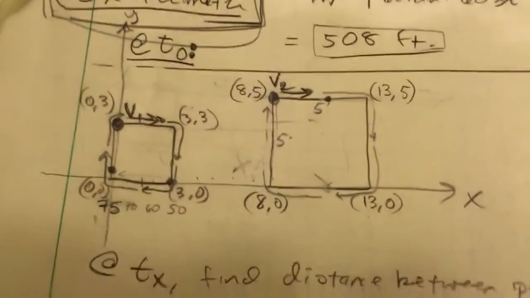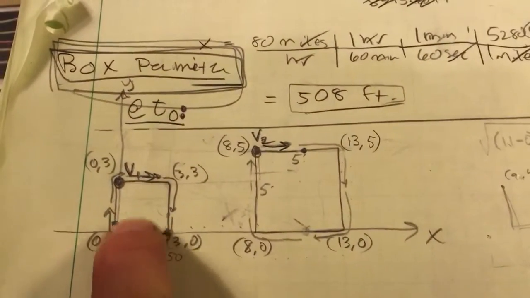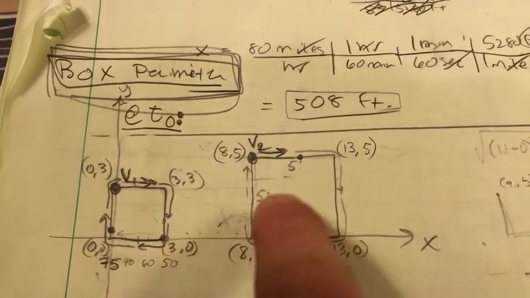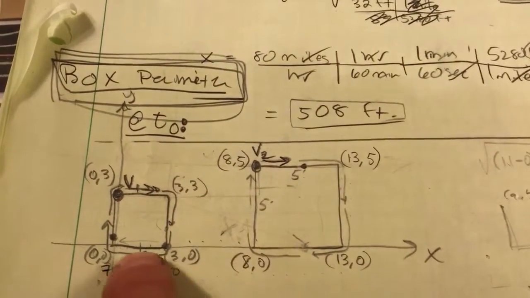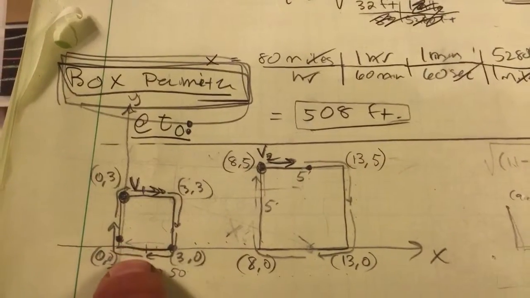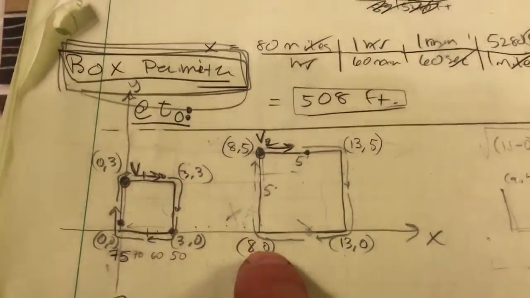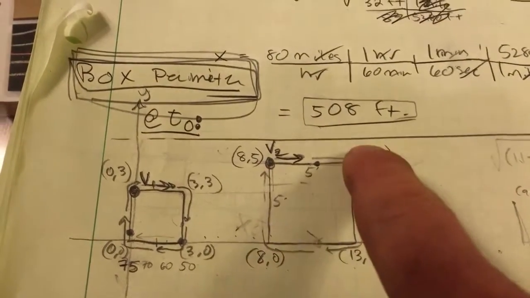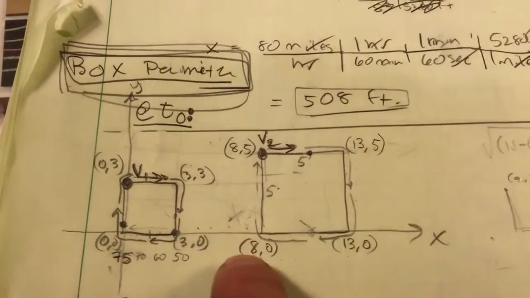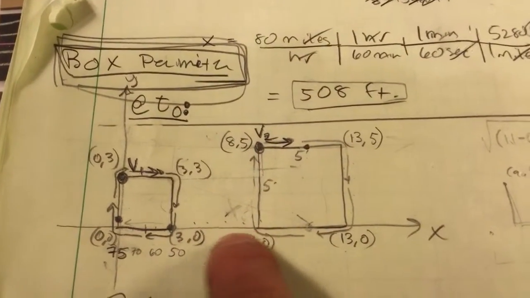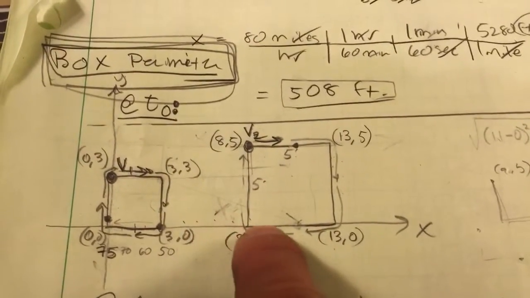Box perimeter. You've got two boxes, box 1 and box 2: a 3x3 box and a 5x5 box, sitting at the positions shown here. This one is at 0,0; 3,0; 3,3; 0,3. This one is at 8,0; 13,0; 13,5; and 8,5. So it's a 5x5 box sitting 5 units over from this one.